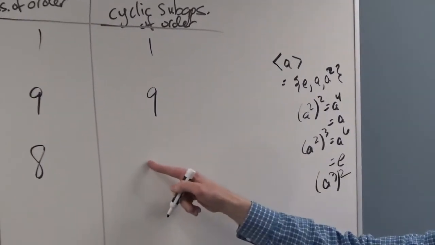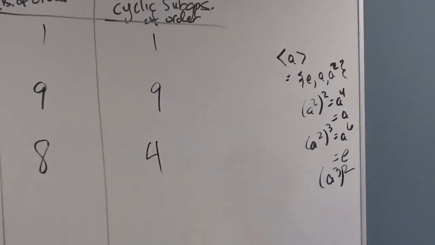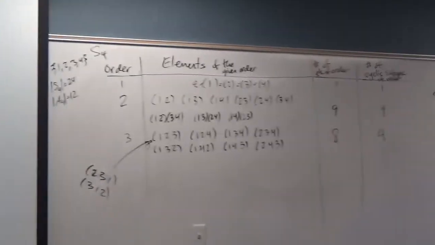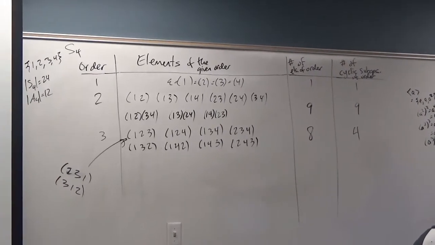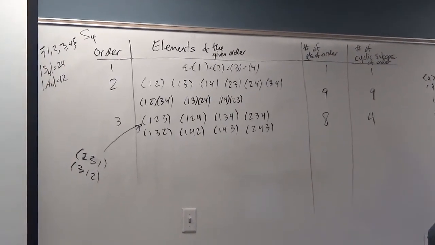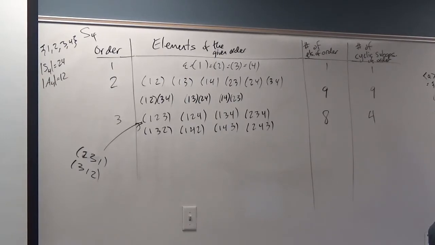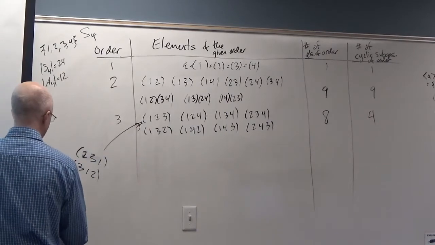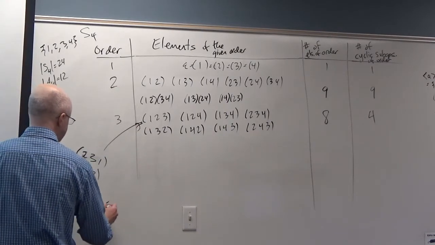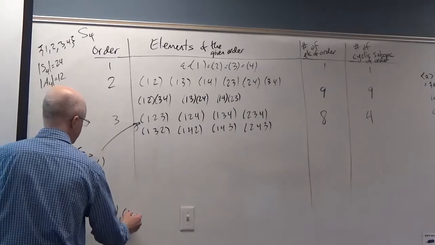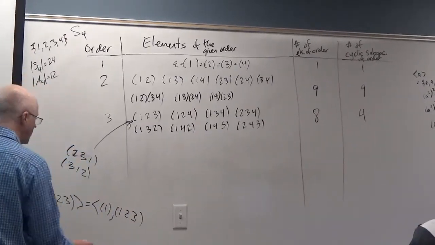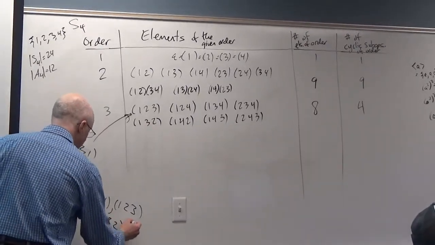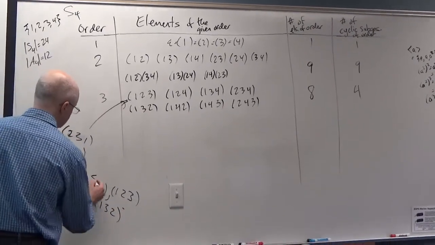What should I put here? 4. 4, yeah. Divide the number of elements of order 3 by 2, because any cyclic subgroup of order 3 will have to have 2 generators. So for example, the cyclic subgroup generated by (1 2 3) includes the identity. It includes (1 2 3). And if you square (1 2 3), what do you get? You should get (1 3 2), if you think about it.